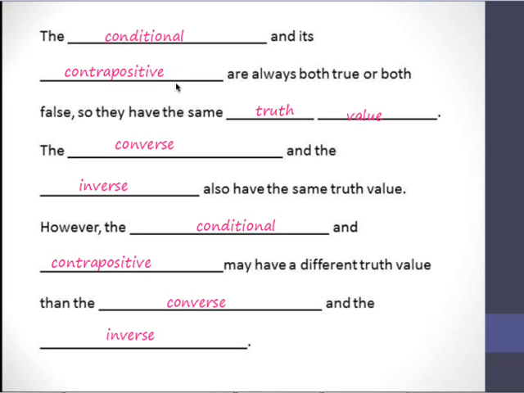So the conditional, hopefully you've filled in some of these in the other practice, and if not, that's okay. We'll walk through them. The conditional and its contrapositive are always both true or both false, so they have the same truth value. The converse and the inverse also have the same truth value. However, the conditional and contrapositive may have a different truth value than the converse and the inverse. Okay, so there's a lot of fill in the blank there for you. Let's take a look at the next page.